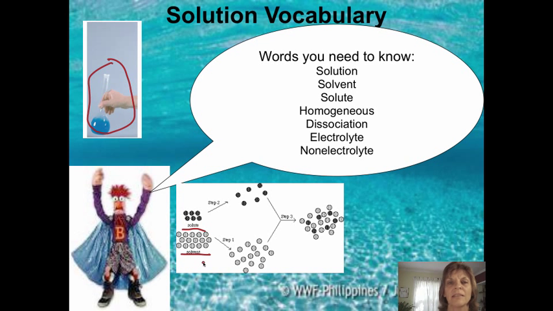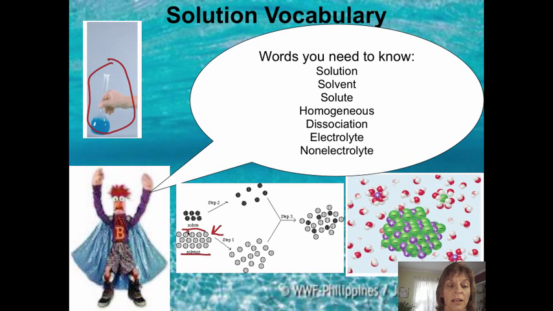Now, usually it's a solid solute dissolved in a liquid solvent, but not always. Let's say air, for instance, two gases. How do you tell which gas is the solvent and which ones are the solute? Well, the solvent has far more molecules than the solute. So nitrogen in air would be the solvent. Oxygen, argon, carbon dioxide, water vapor, those would all be solutes.